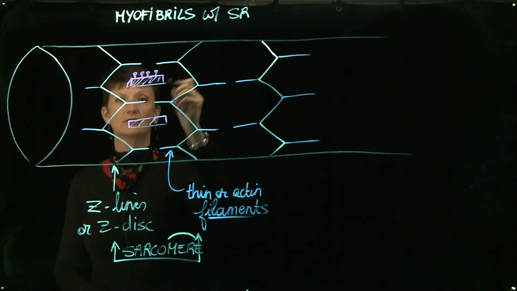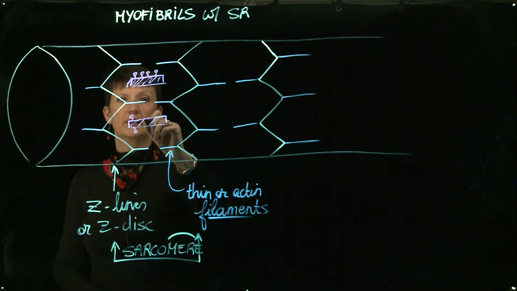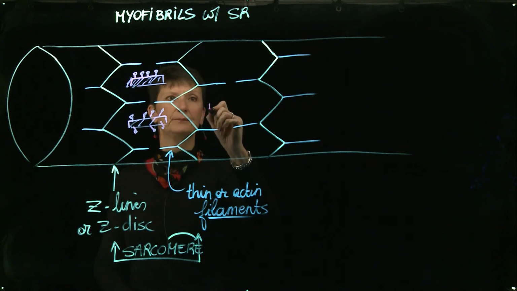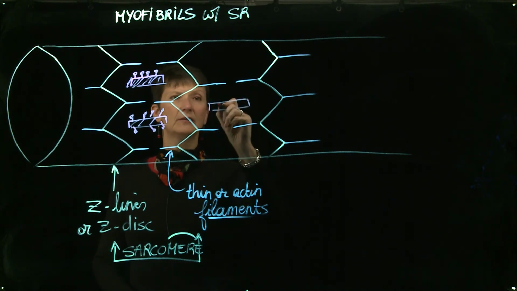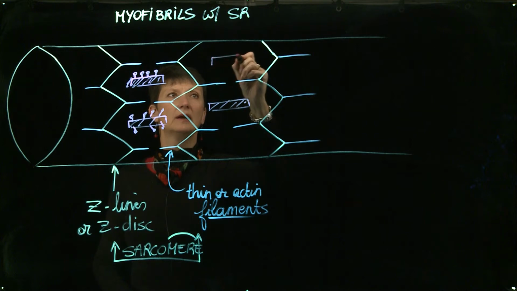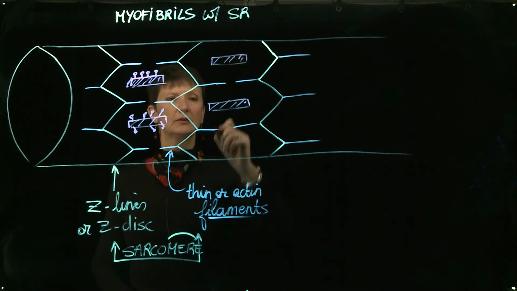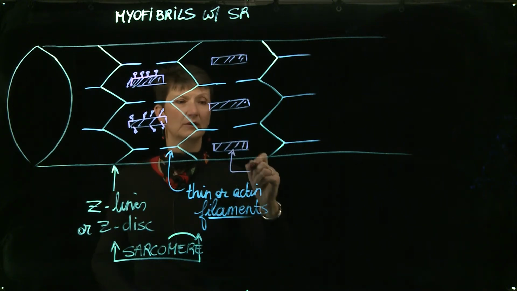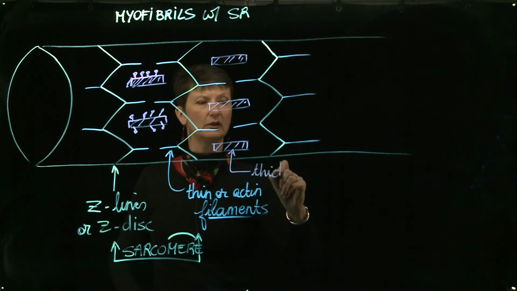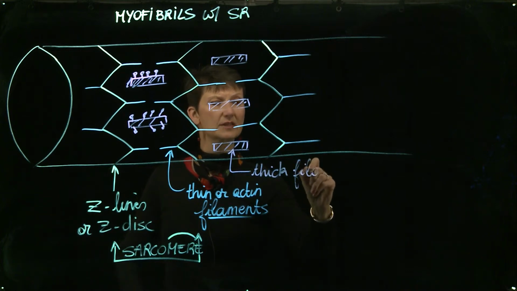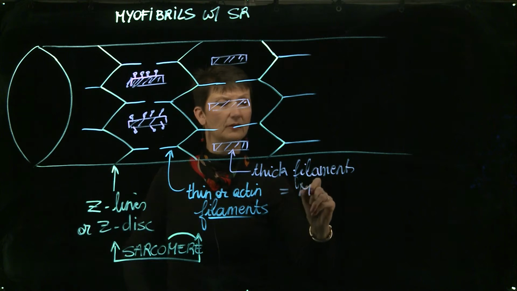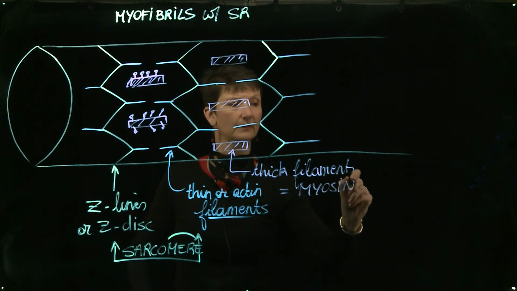Again, this is very sketchy. I'm not going to draw the heads everywhere. I'll just draw a few here and there. But there's many, many of these heads. And these thick filaments are anchored as well. I'll show you this in just a moment. Let's first label these as our thick filaments, and their main protein is myosin. And so we can call them myosin filaments if we'd like.